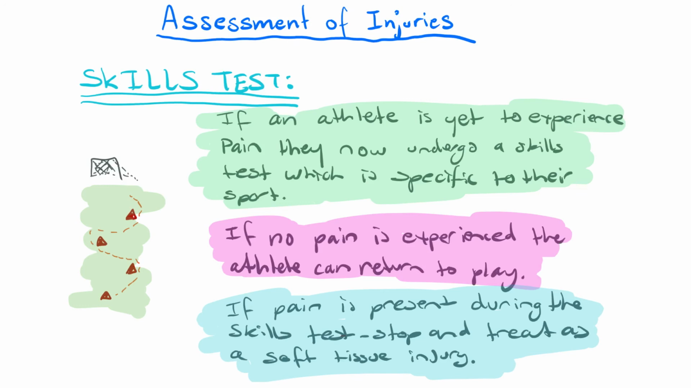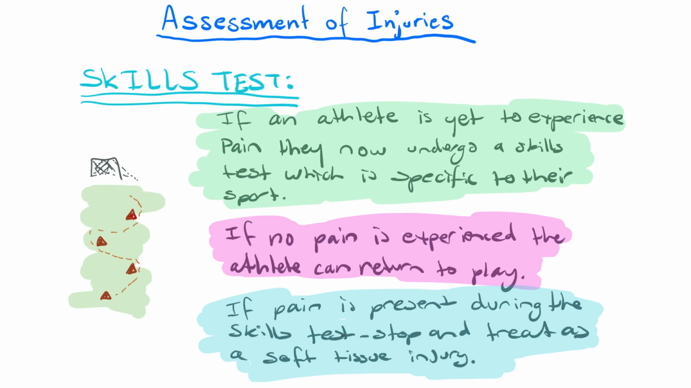The skills test is the final stage of toe taps. We've got through all the stages pain-free, and we're ready to see if the athlete can actually perform skills similar to those they will be required to perform within their game or their performance. If they're yet to experience pain, we put them through what we call a skills test. In our example here, we've got some cones where we would get an athlete to dribble a ball around, change direction before shooting at a goal, to see if that causes pain to the area.